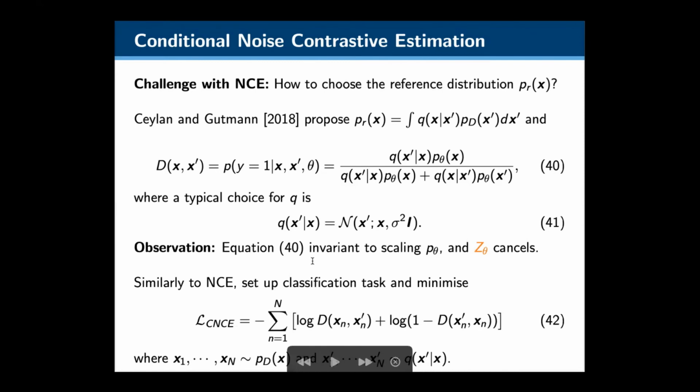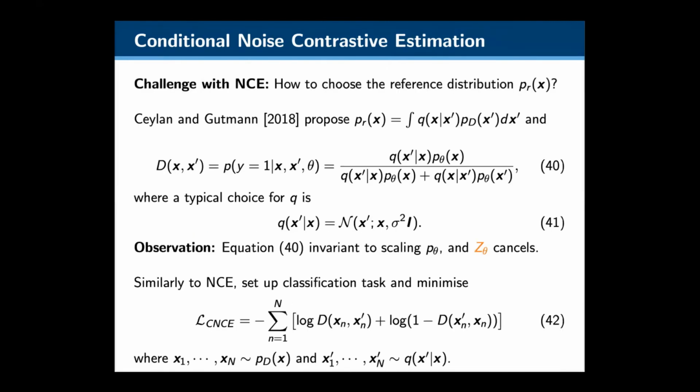Another observation is that equation 40 is invariant to scaling P of theta. So Z theta cancels. That's more intuition as to why this is tractable to do. And similarly to noise contrastive estimation, we set up a classification task and we minimize the negative log likelihood under our classifier. In other words, we train the classifier to correctly distinguish which sample came from the true data and which was perturbed.